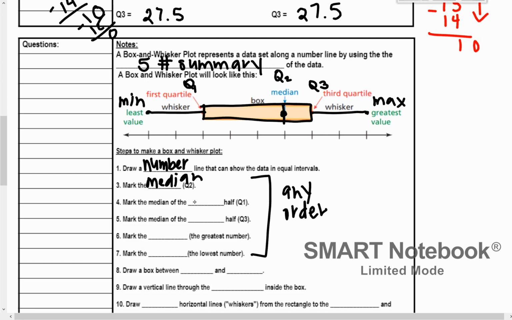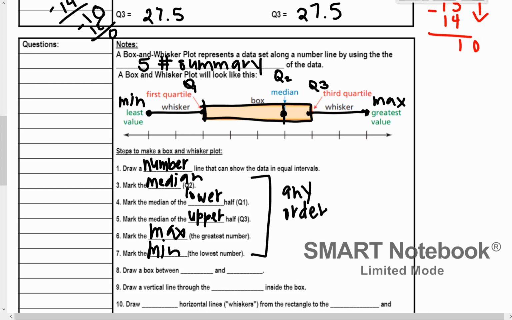Then we mark the median of the lower half, which is Q1. Then we mark the median of the upper half, which is Q3. And when I'm saying mark, I'm just saying put a dot where those numbers are on the number line. We mark the max by putting a dot where that is on the number line. Mark the lowest number, the min, by putting a dot where that number is on the number line.